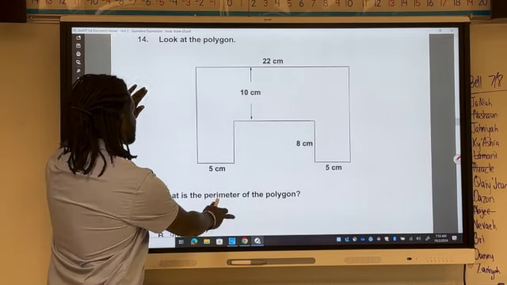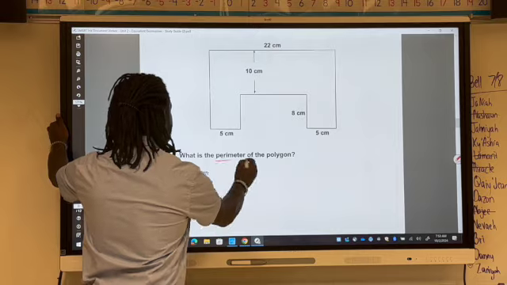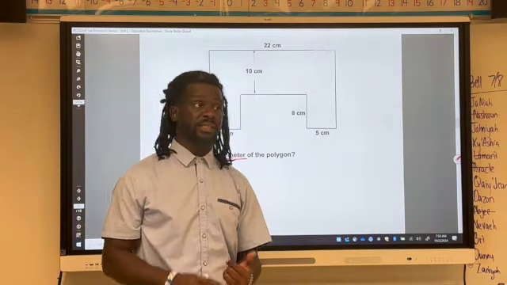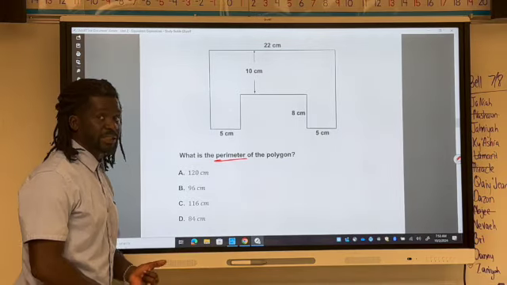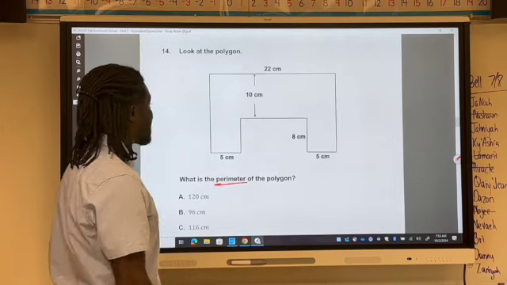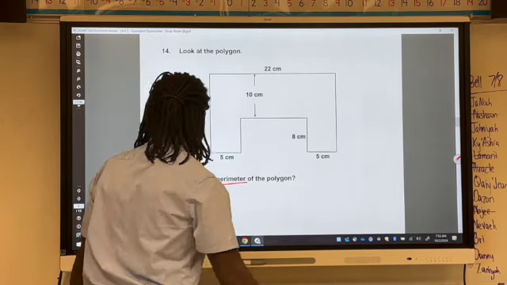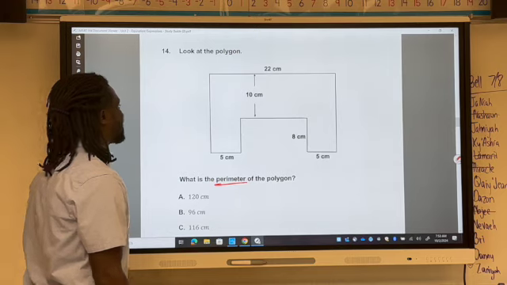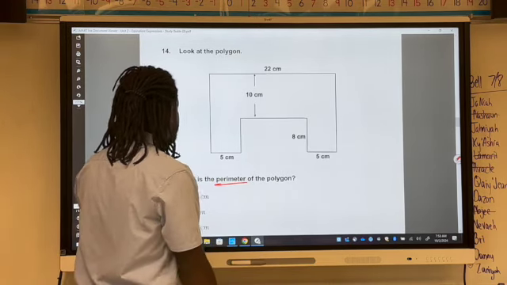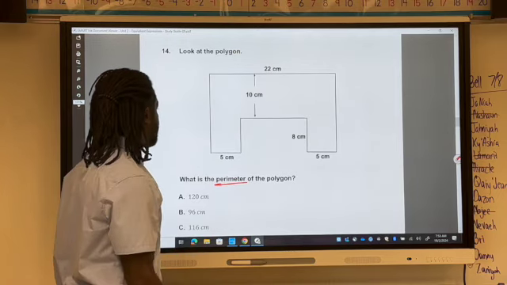So for this one, it says, what is the perimeter? You have to be clear if it's asking for area or perimeter, because those are different. For perimeter, those are easy. All we have to do is add up all the sides. To add up all the sides, we have to know what all the sides are. So in many cases, you're going to have to figure out what's missing.